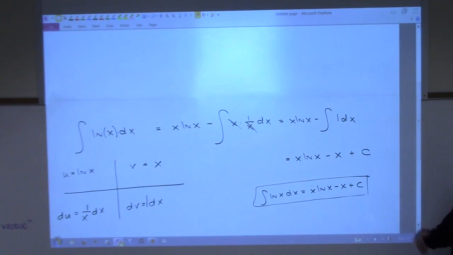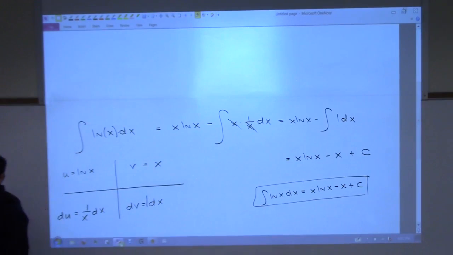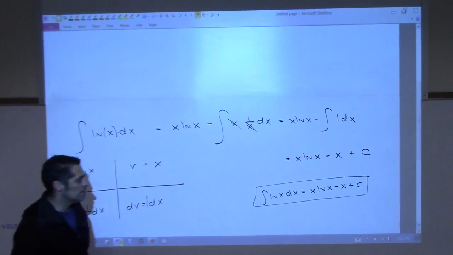Because we all know what the derivative of natural log is, right? The derivative of natural log is 1 over x, but what's the antiderivative of natural log? Well, there it is. That's what it is.